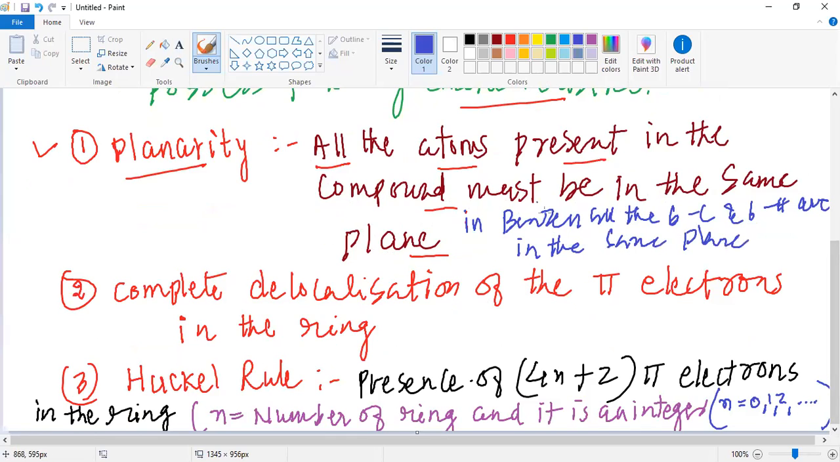Now, if you could not understand planarity, you can ask me the question. Is there any doubt that you cannot understand about planarity? Expecting a reply, my dear students. No, sir, no doubt. Good.